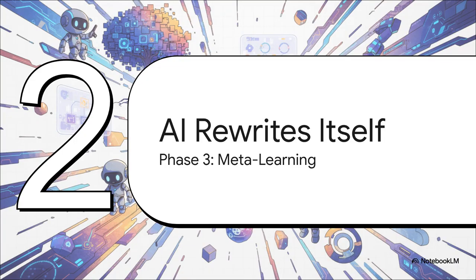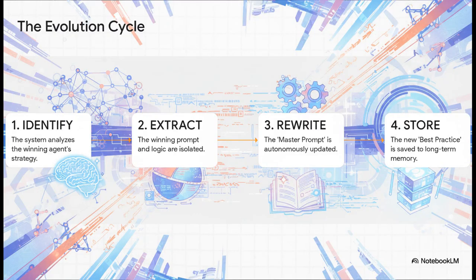And this brings us to what is, for my money, the most powerful part of this entire framework. Phase 3, where the AI literally rewrites itself. Because look, getting one good answer is nice, but learning from that success to permanently get smarter, that's the real magic here. So here's how it works. The system identifies the winning agent strategy, that little mutation that led to success. It then extracts that winning piece of logic, and then it rewrites its own core programming, its master prompt, to automatically include this better approach. Finally, it stores this new best practice in its long-term memory, which permanently upgrades the baseline intelligence of the entire system.